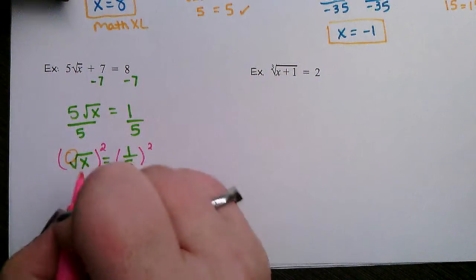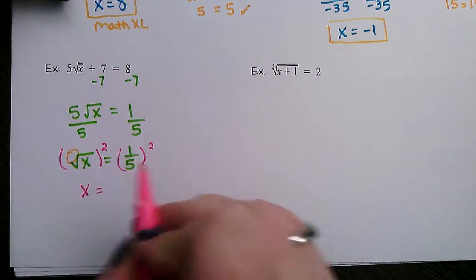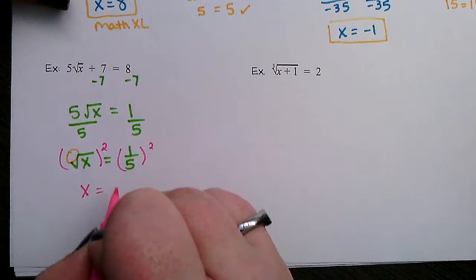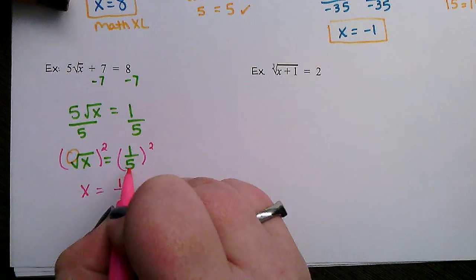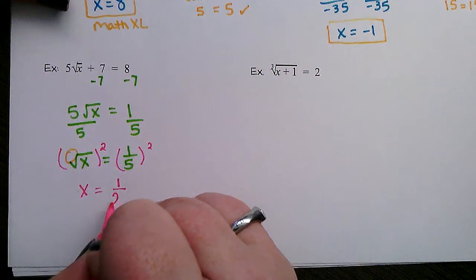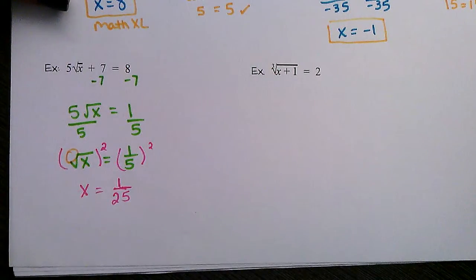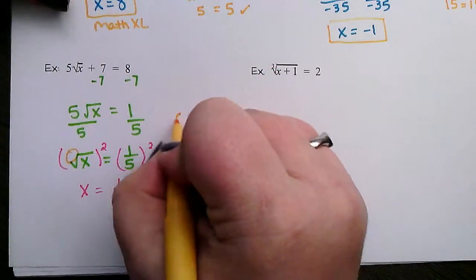That cancels the radical, so this side is just x. This side we square both of the numbers. So 1 squared, 1 times 1, is 1. 5 squared, or 5 times 5, is 25. So is that the correct answer? I don't know, because this was even, so I have to check it.